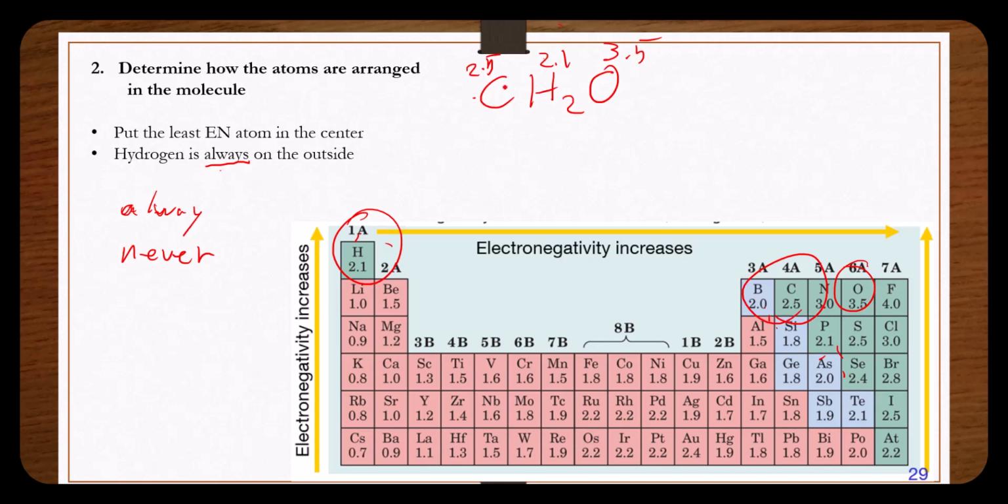So the next in line would be the carbon. So we can put that in the center, and we can put hydrogen on each side of the carbon, and we can put oxygen above the carbon. So the arrangement of the molecule would have the carbon in the center, the hydrogens on the outside of the molecule, and oxygen on the outside of the molecule since it's the highest in electronegativity.